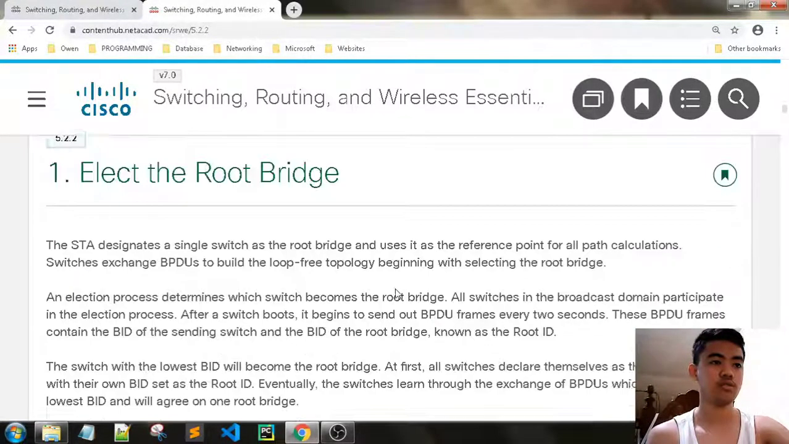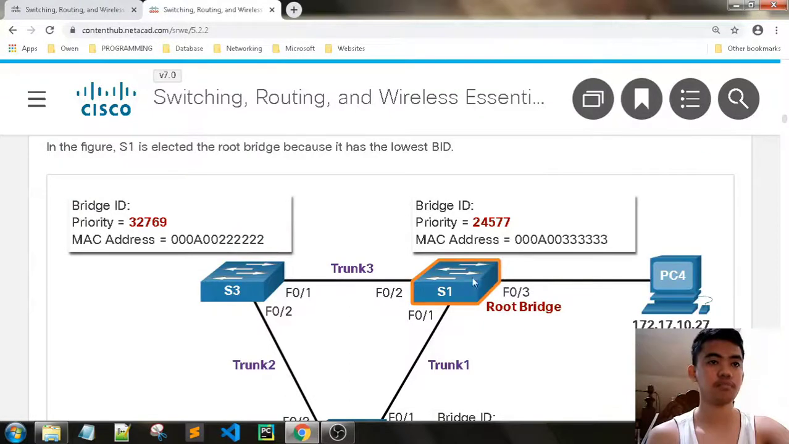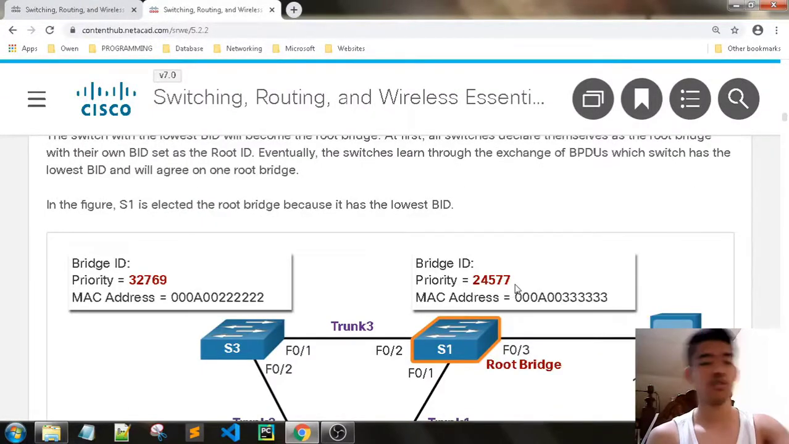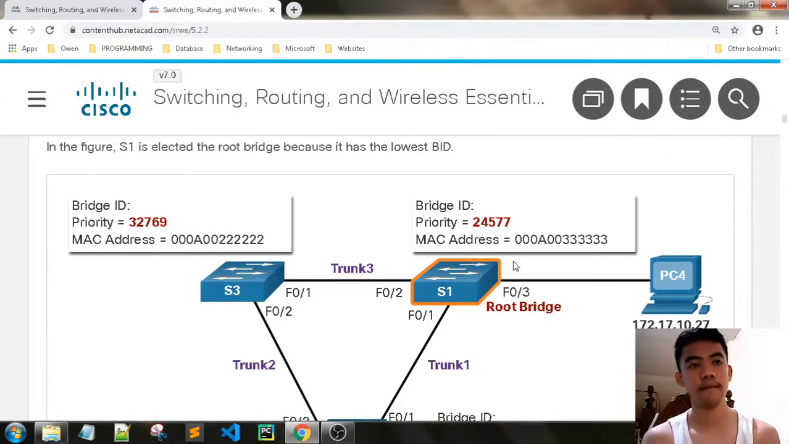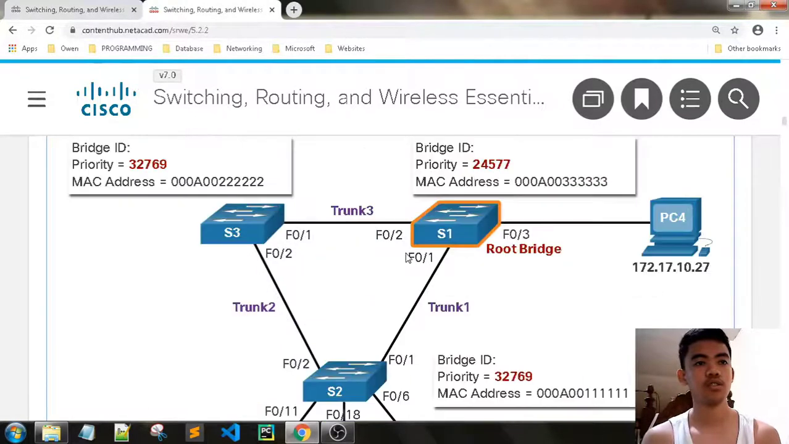The first step is to elect the root bridge. The root bridge is selected through the priority. As you can see here, S1 has the lowest priority.